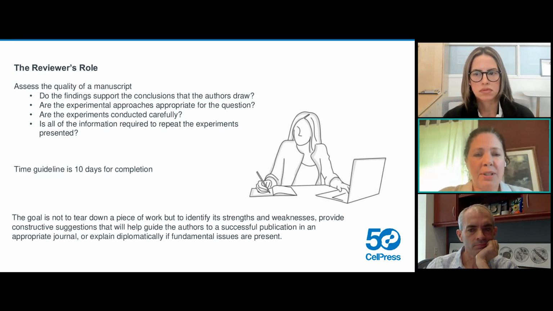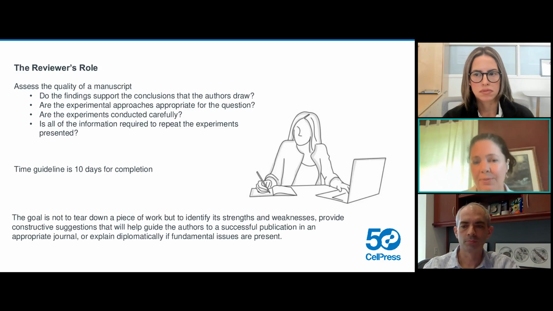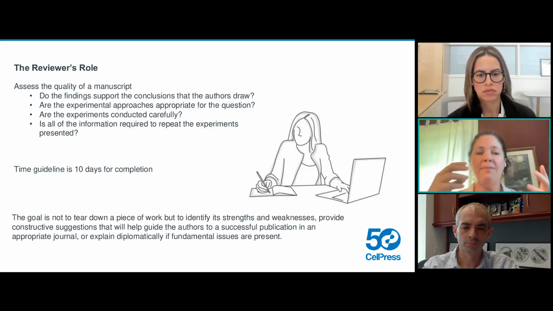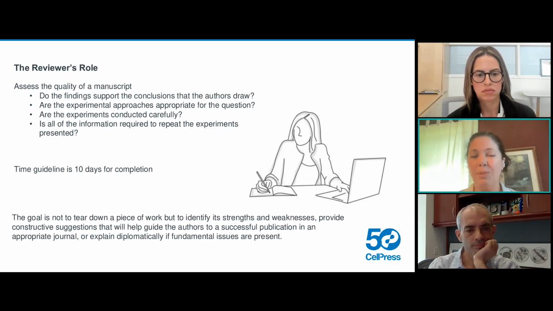And I think it's also worth mentioning philosophically what the goal of peer review is, because sometimes people may not understand this. The goal is not to tear down a piece of work. The goal is to offer constructive criticism of the work and indicate a level of interest in the work to help the authors find a venue for publication for their manuscript. That's the overall goal. There may be cases where there are fundamental problems with the paper, so that it needs to be rethought from a fairly basic level. And if that's the case, that really does need to be explained very diplomatically.